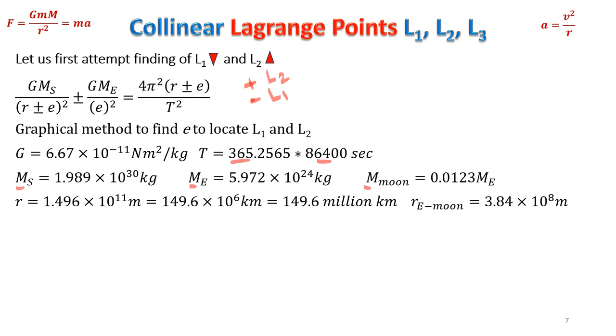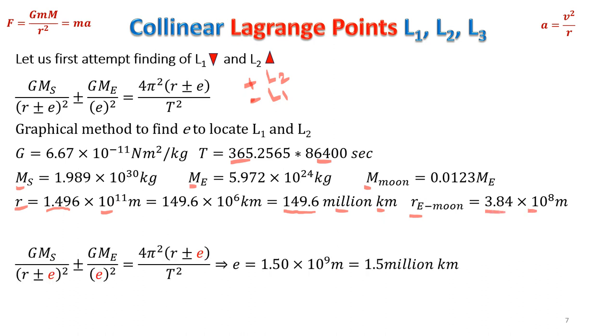Then R is the distance between the center of sun and center of earth, which is 1.496 into 10 power 11, which is 149.6 million kilometers. And the distance between earth and moon is 3.84 into 10 power 8 meters. Now, this equation we are going to explore independently, and we calculate that E is equal to about 1.5 million kilometers, whereas the total distance between sun and earth is approximately 150 million kilometers. This is 1% of the total distance for locating points L1 and L2.